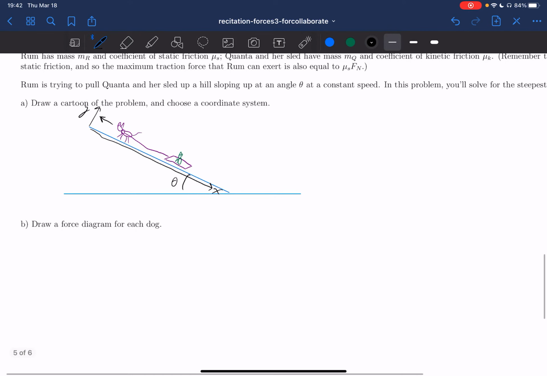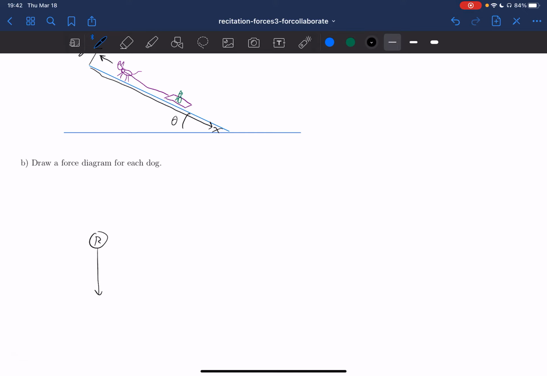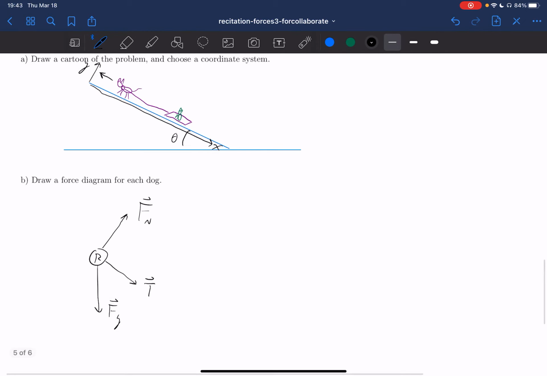We'll start with room. So draw room like this, a little circle. Room's obviously got gravity, F_g. Write its vectors again, like in the last problem. And then we have the normal force from the slope. And we have a tension force pulling, which is going to go this way, the tension force from the rope pulling quanta. And we also have friction, but we've got to think carefully about friction.